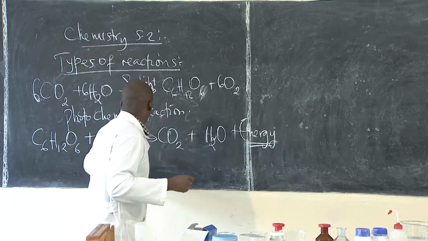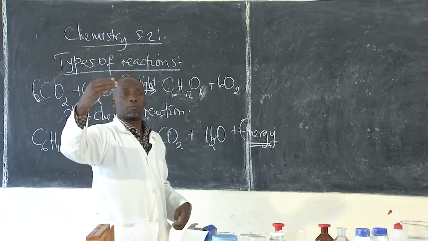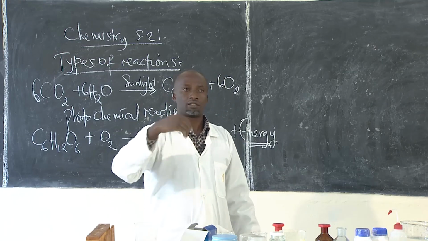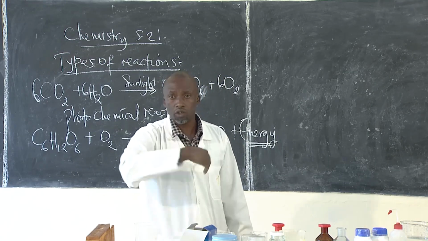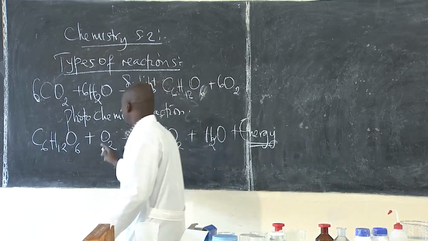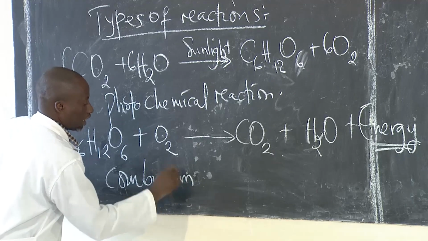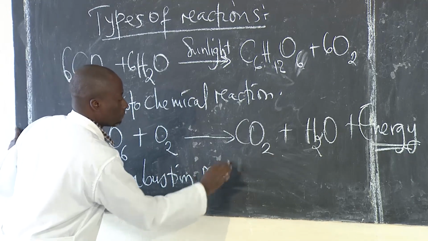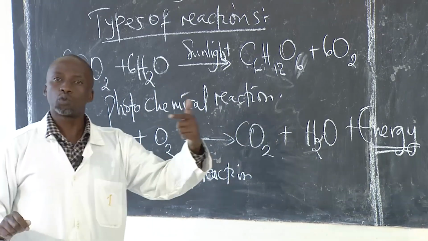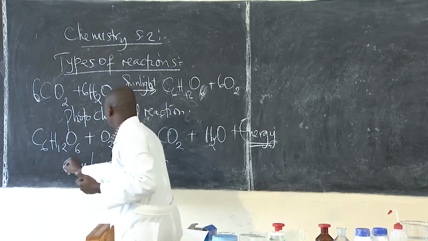So when you look at this reaction, when a substance reacts with oxygen, I said we call it combustion, or we can call it burning. So this type of reaction, in most cases, is called combustion reaction. This is a combustion reaction. So you can as well have as many combustion reactions. That is one type of the reaction.